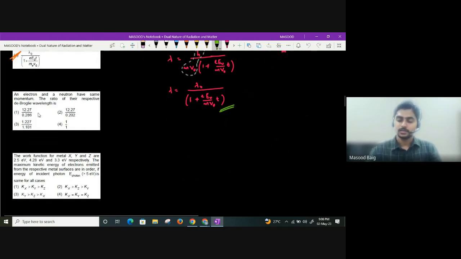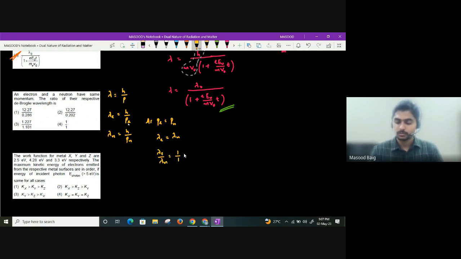What they are saying: electron and neutron have the same momentum. The ratio of their respective de Broglie wavelengths they are asking. See, what is wavelength given as? H by P. H is anyhow a constant value. For electron, it is given as H by Pe. For neutron, it is given as H by Pn. Now, as Pe is equal to Pn, the momenta of electron and neutron are the same, so lambda of electron will be equal to lambda of neutron. So what is the ratio of lambda of electron to lambda of neutron? It will be 1:1. Clear, everyone?